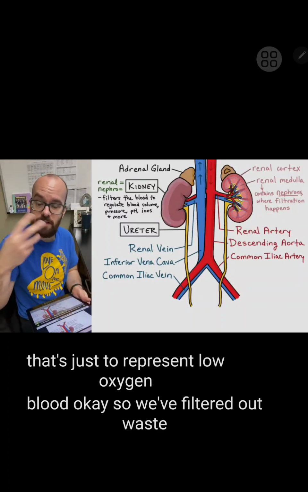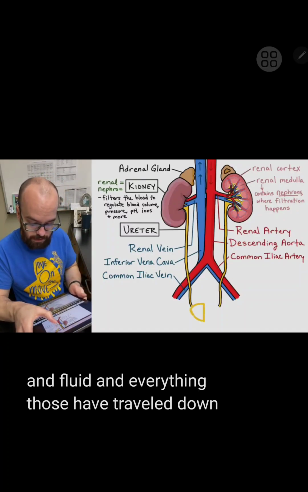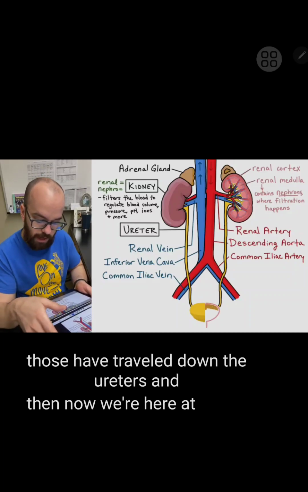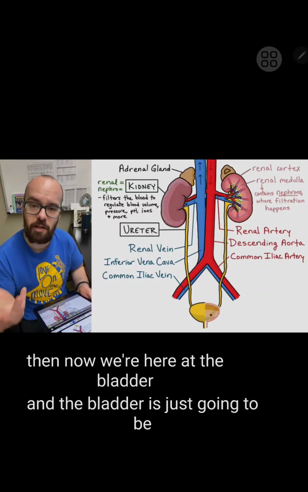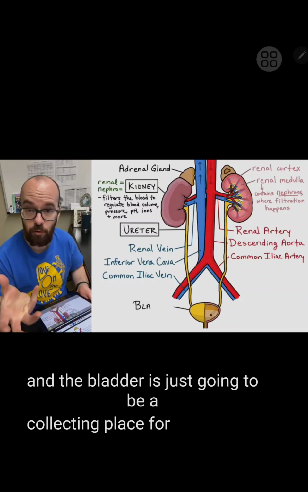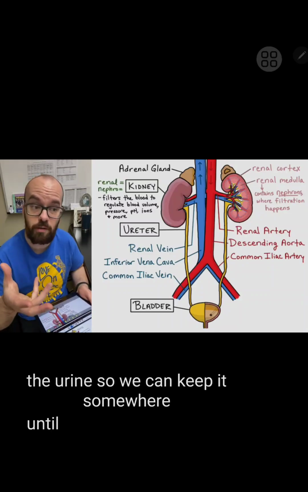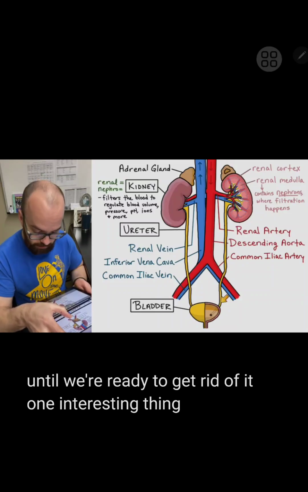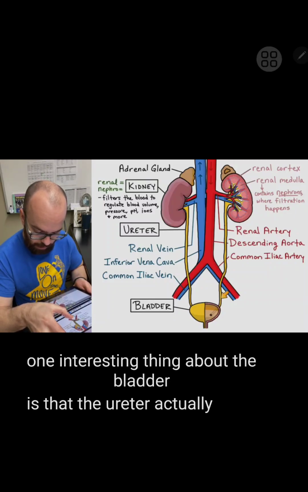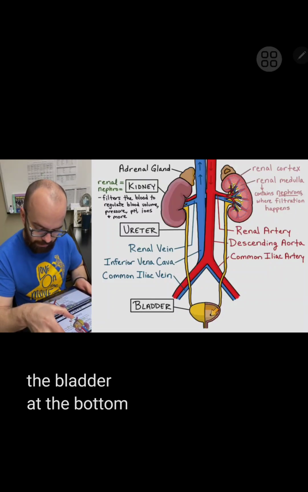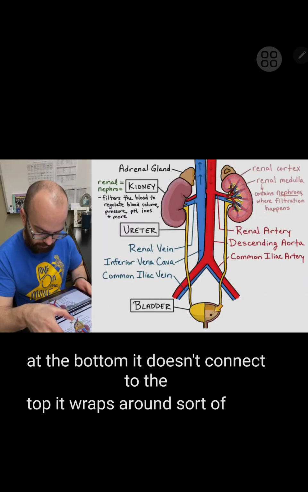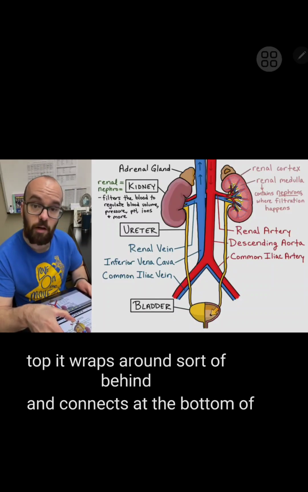Okay, so we've filtered out waste and fluid and everything. Those have traveled down the ureters, and then now we're here at the bladder. And the bladder is just going to be a collecting place for the urine so we can keep it somewhere until we're ready to get rid of it. One interesting thing about the bladder is that the ureter actually connects to the bladder at the bottom. It doesn't connect at the top. It wraps around sort of behind and connects at the bottom of the bladder.